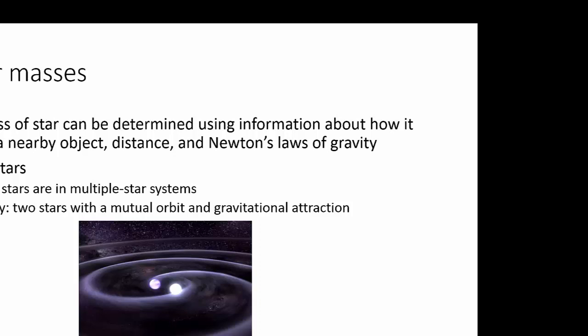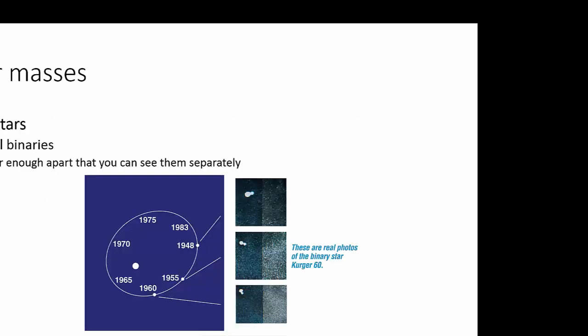Now, most stars are not by themselves like our sun. Most stars are in multiple star systems. Binary is a big one. Two stars going around the same center of mass, gravitationally attracted to each other. So we have to classify these binary stars because we classify everything else, right?